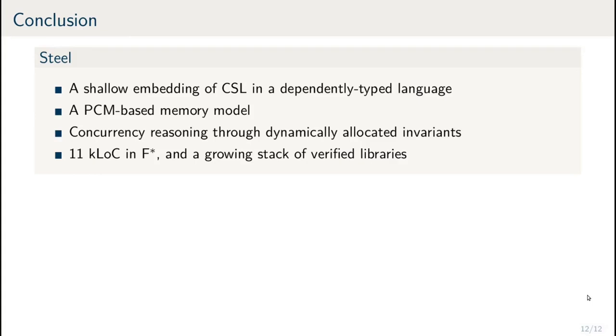To conclude this talk, I presented the core semantics and program logic of Steel, a shallow embedding of concurrent separation logic in F-star, a dependently typed language. The Steel program logic has a memory model which is based on partial commutative monoids, and it also enables concurrency reasoning through dynamically allocated invariants. All of our development is mechanized in about 11,000 lines of code in F-star, and it comes with a stack of verified libraries which is growing every day.